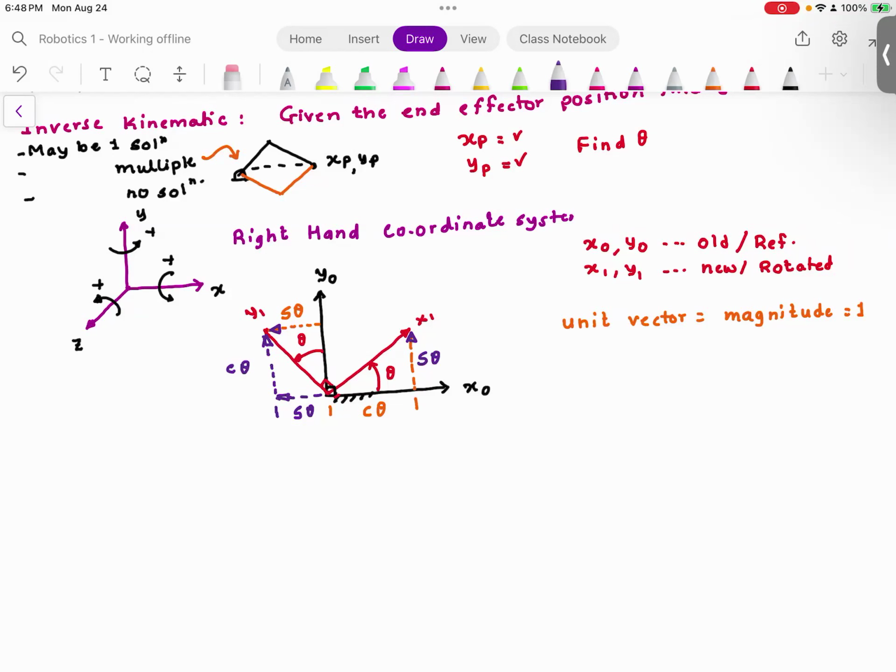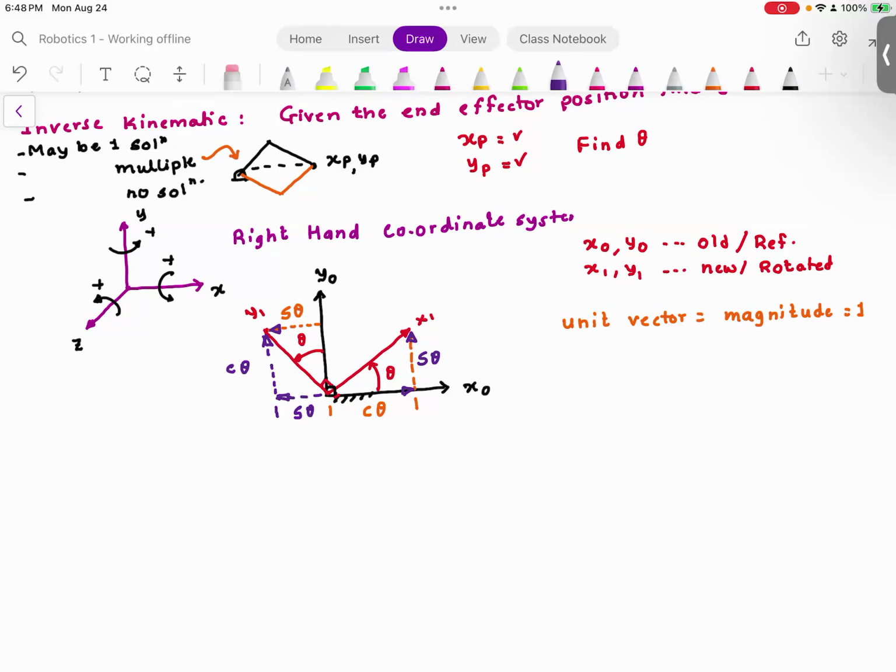Now I want you to understand. I will give you a minute to look at this. Once again, I want you to focus on the X naught line. I want to resolve the new coordinate frame onto the old coordinate frame. What do I mean by resolving? Resolving means find the component of X1, find the component of Y1 which lies on X0, on this line X0.